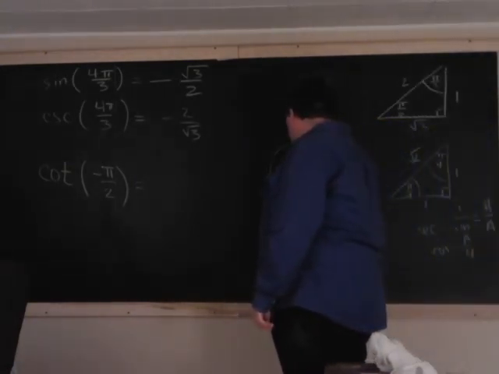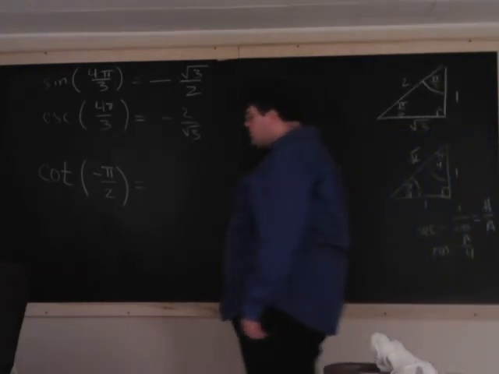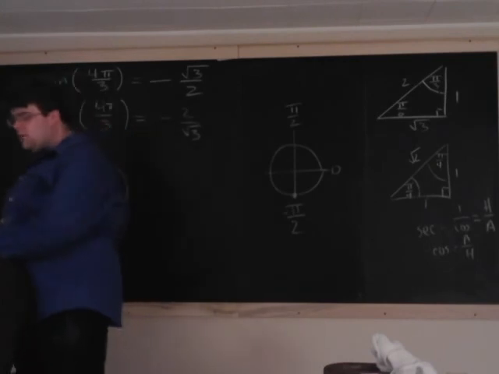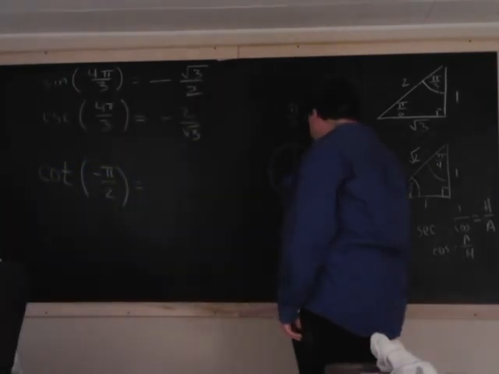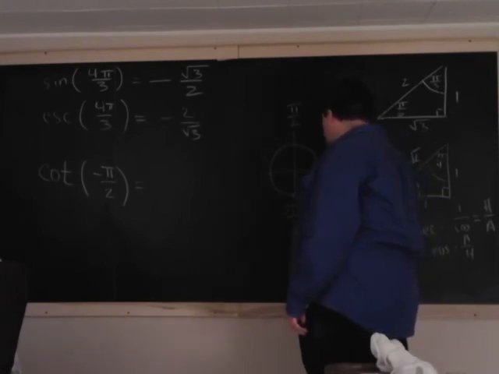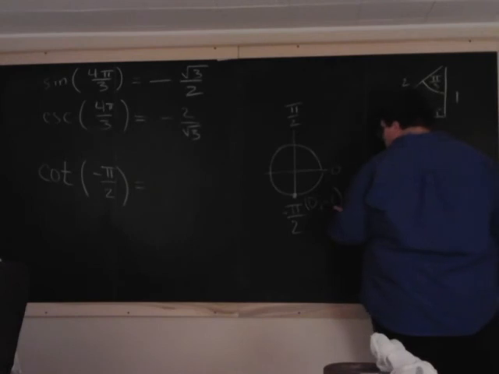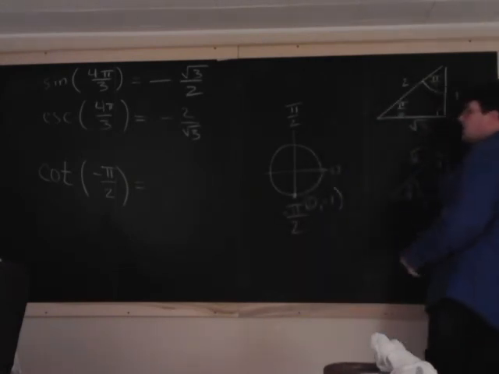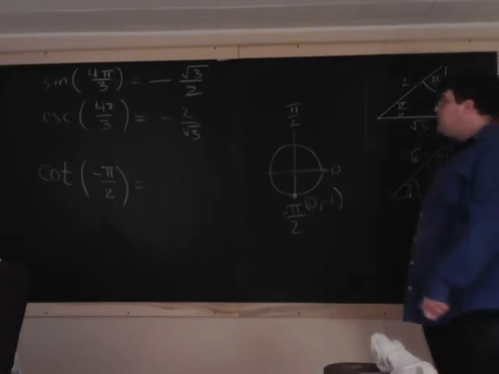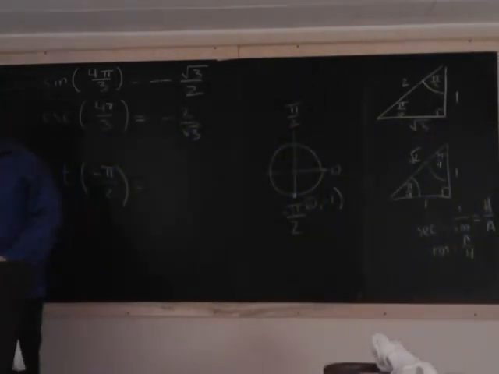Well, let's remember what cotangent is. Cotangent is tangent flipped around. All we have on this ordered pair is information about sine and cosine. We know sine of negative pi over 2 is negative 1. We know cosine of negative pi over 2 is 0. That's all we know. So to figure this out with what we have, we need to turn this into sines and cosines. Can we do that?